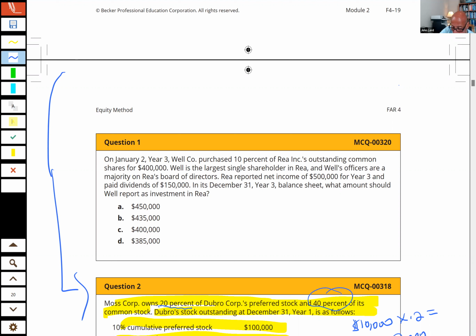And really, the tricky thing with this question is that we're below the 20%, right? But they told us, I'm going to move that poll out of the way.